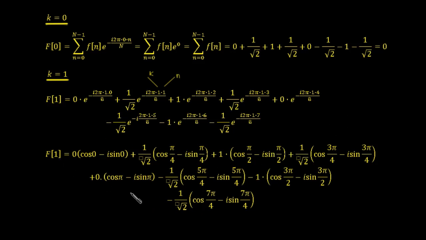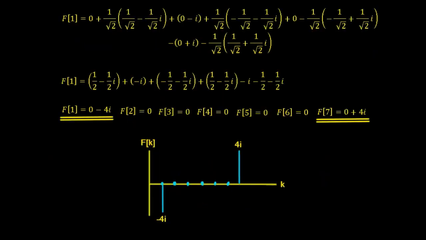So let's go ahead to the next page and we'll see what the values of these turn out to be. So we're left with our f of 1 equaling 0 plus 1 upon root 2 times 1 upon root 2 minus 1 upon root 2 i plus 0 minus i. I won't read out the rest of them so you can see them all written down there. Now this is going to give us a half minus a half i plus minus i plus minus a half i plus a half minus a half i minus minus a half i.